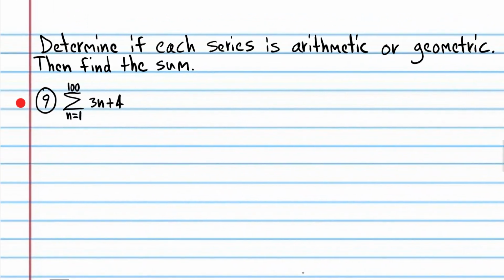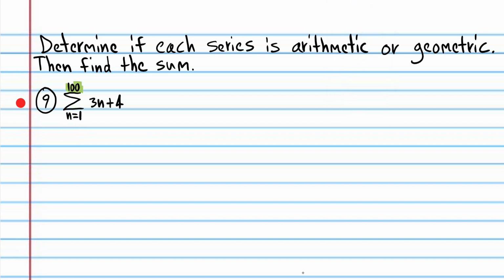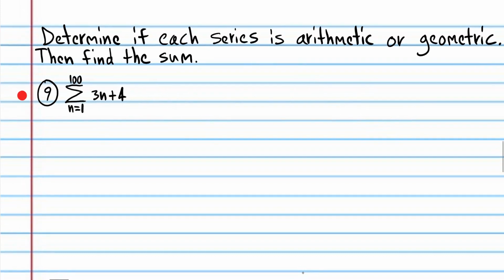But notice here, the lower bound is 1. We're starting at n equals 1, but the upper bound is 100. So what that means is there's going to be 100 terms that we're going to have to add, and obviously we're not going to write all that out here. So in this case, we're going to use our formula for the sum of the first n terms of an arithmetic sequence.